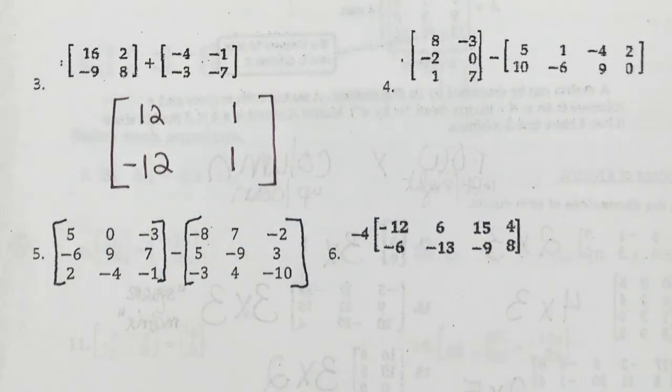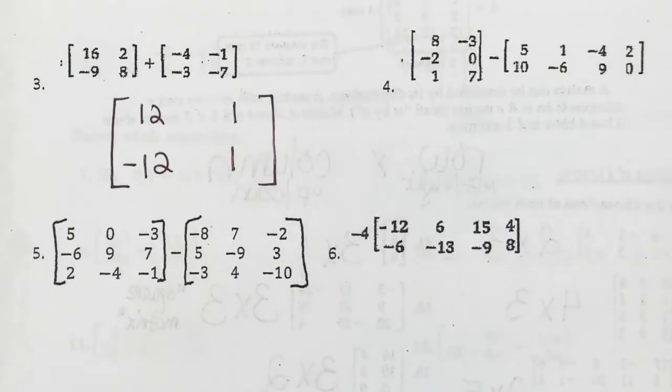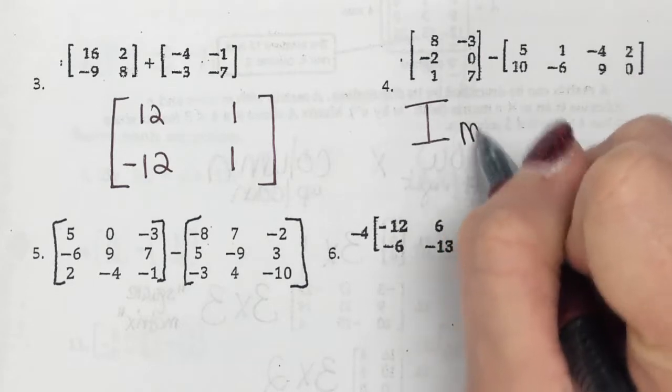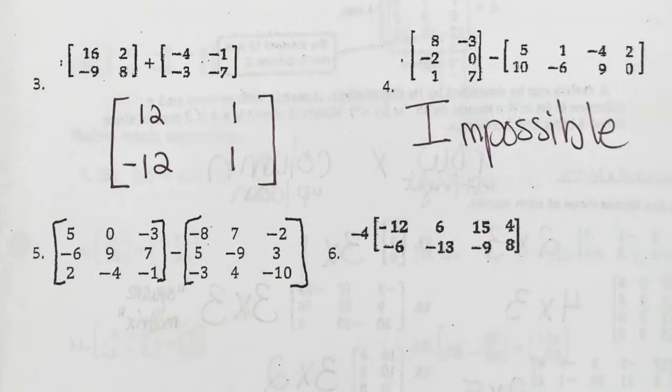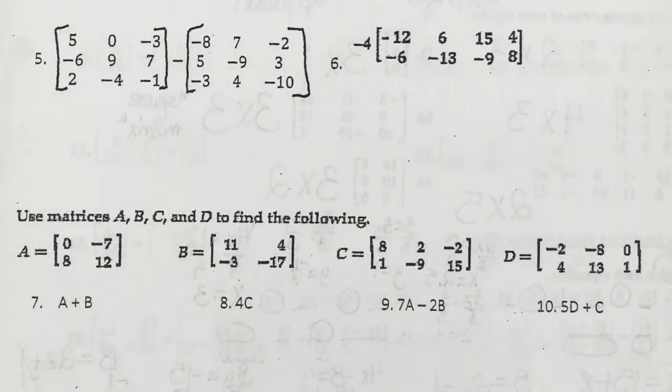All right, what about number 4? What operation does it want you to do on 4? All right. Can you subtract those? Why? Not the same dimensions. There you go. So we're going to say it's impossible. Okay. Notice that we didn't say no solution. There's a difference between no solution and impossible. No solution implies that there is actually an imaginary solution, which we're going to get to in chapter 4. Okay. All right. Number 5 is just a little bit bigger, but y'all see if you can try number 5.